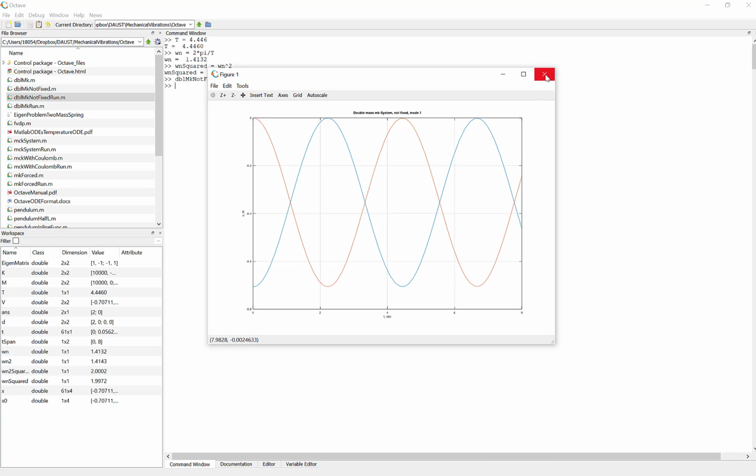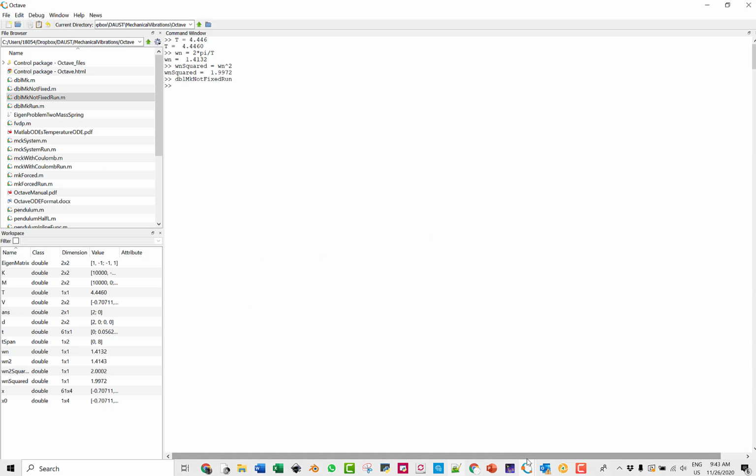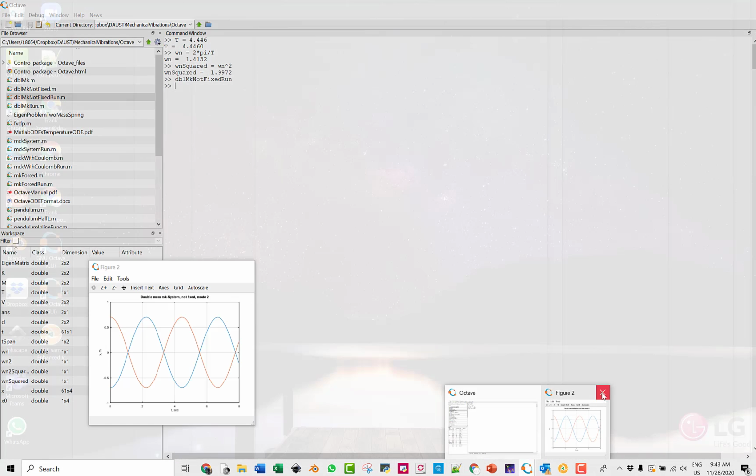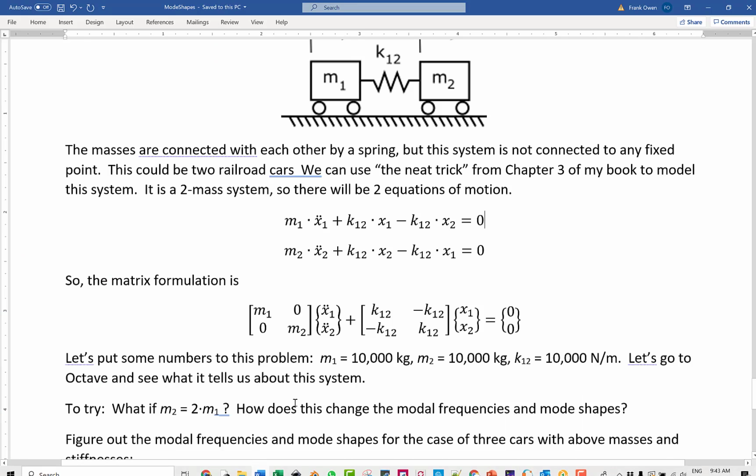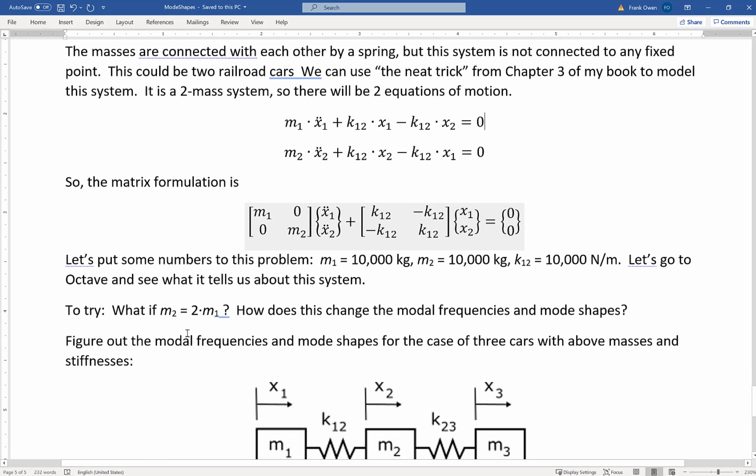Okay, now another thing that I ask, and it's real easy to do, let's close this up and let's close the second one up. What happens if, let me go back to my notes, what happens if you make the second mass double the first mass? How does this change the modal frequencies and the mode shapes?